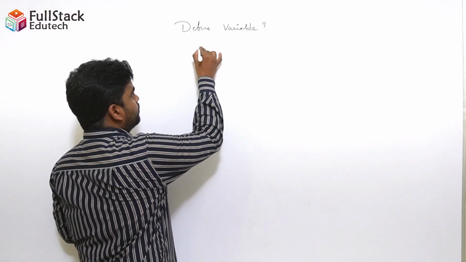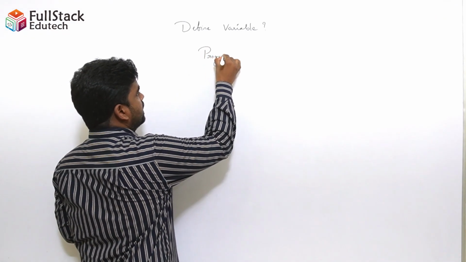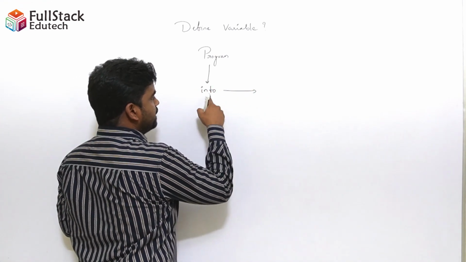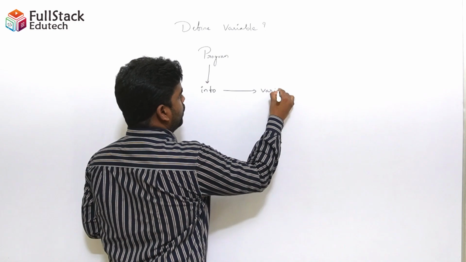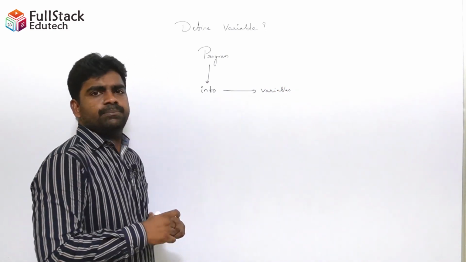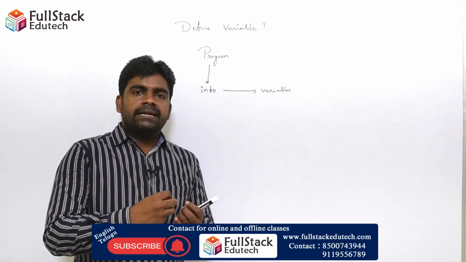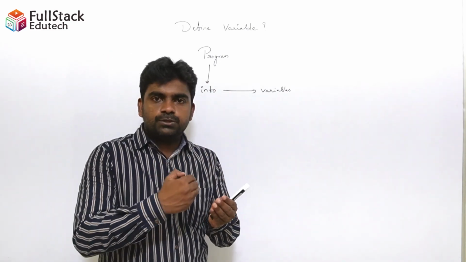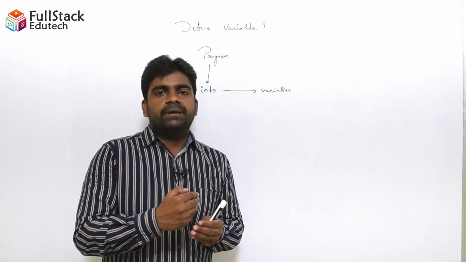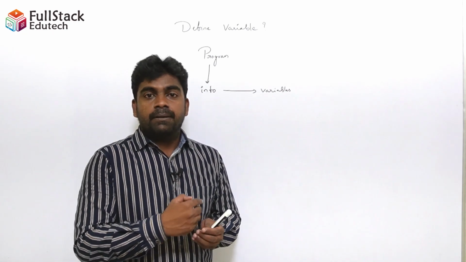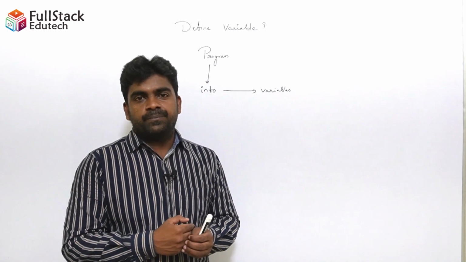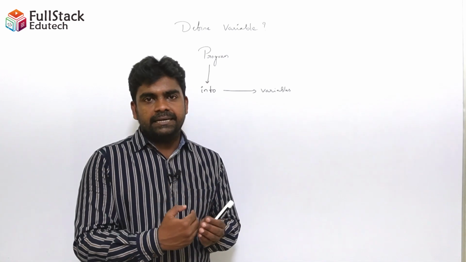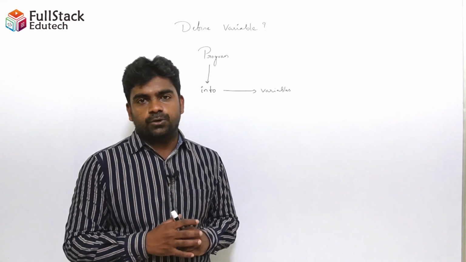Every program has information, data. We are storing that information using the concept called variables. A simple example, if you are developing a banking application, account holder details you have to store. If you are developing, suppose, a hospital management system, patient details you have to store. If it is a library management system, textbook details, student details, librarian details you have to store.